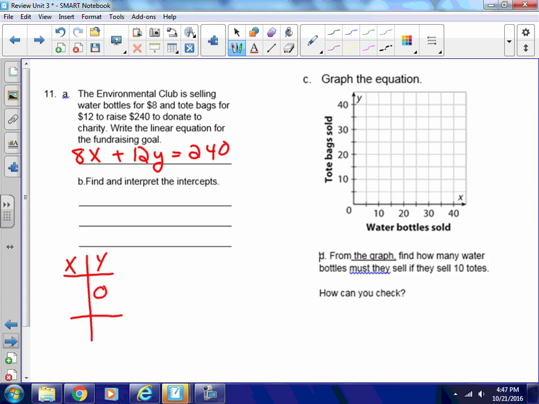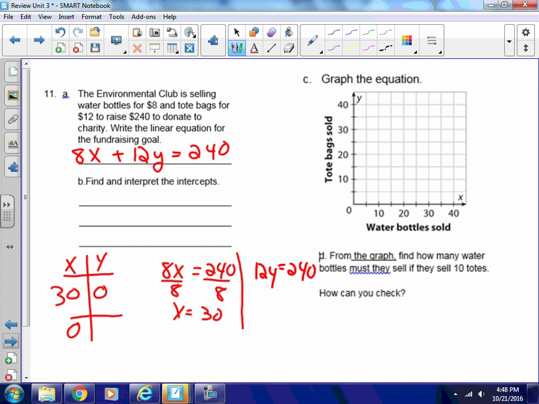Let's plug in 0 for y. When I plug in 0 for y, then I've got 8x equals 240. Divide both sides by 8, and x equals 30. When I plugged in 0 for y, x was 30. Now go do the same for the y-intercept. Let's go plug in 0 for x. When you plug in 0 for x, the 8x is gone, and we've got 12y equals 240. Divide both sides by 12, and y equals 20. So those are our intercepts.